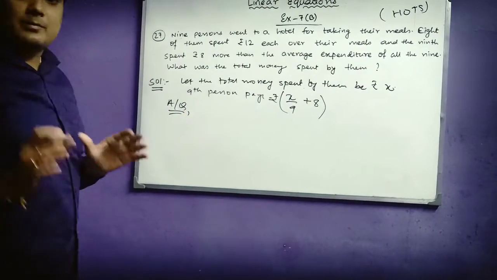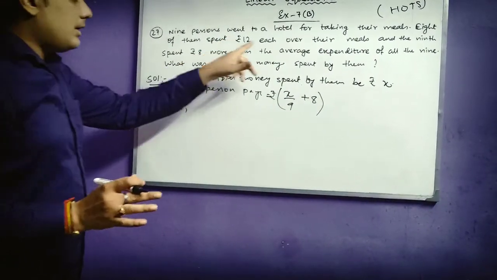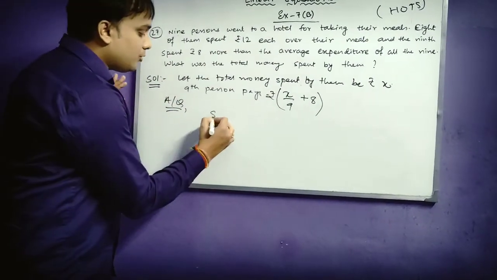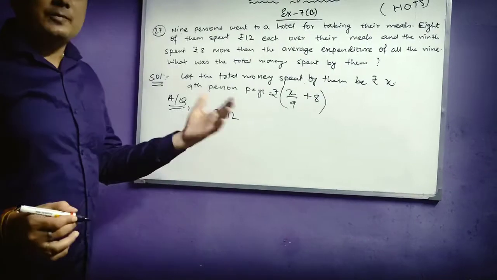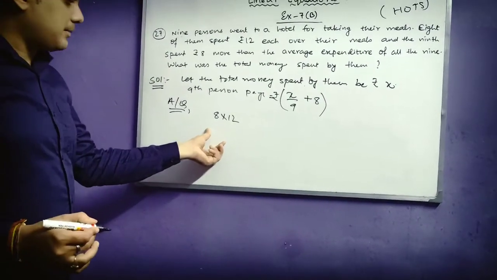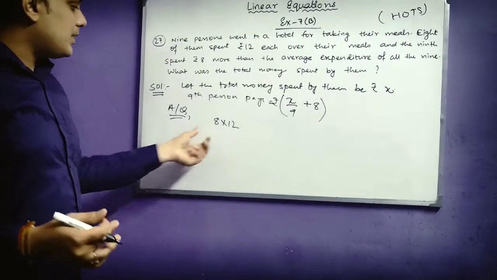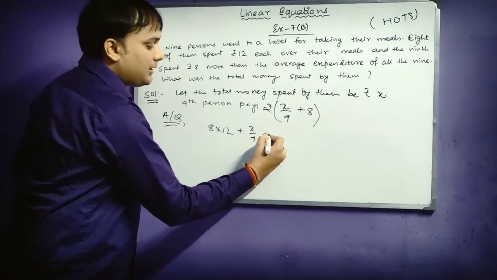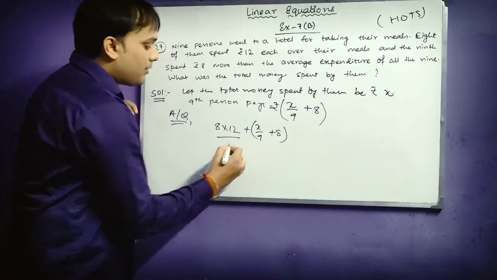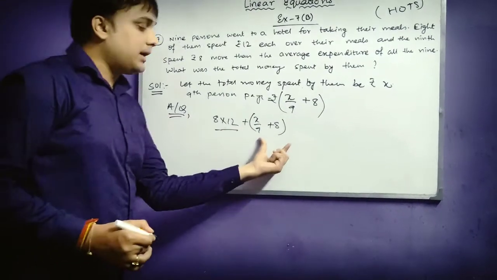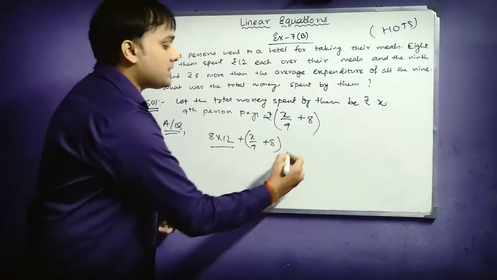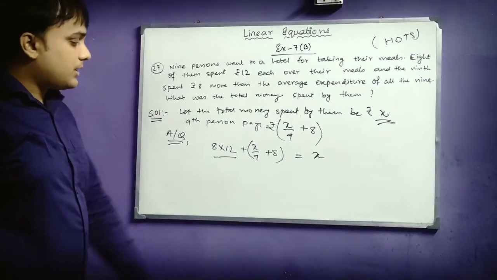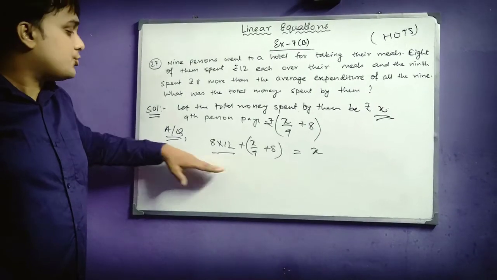So what will be the total money spent? See, 8 persons are paying rupees 12 each. So it will be 8 into 12, because each person is paying rupees 12, and total 8 persons are paying. So 8 into 12 plus the 9th person is paying x by 9 plus 8. This is the amount paid by the 8 persons, this is the amount paid by the 9th person only, and this total equals the total money, which is x. Okay, so this is your equation which you need to solve.